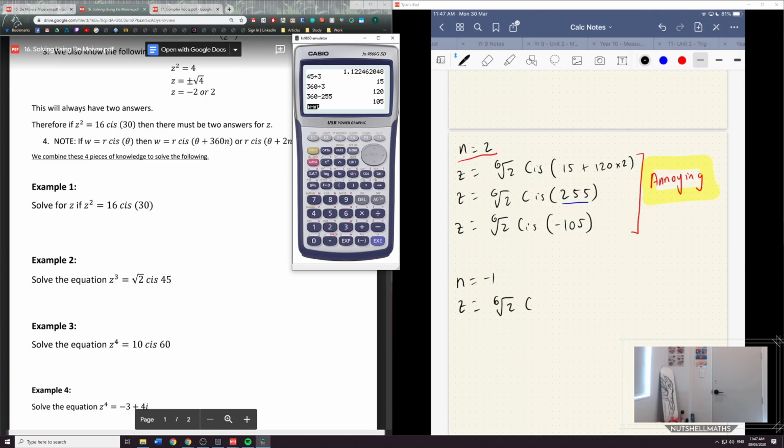6 root 2 cis 15. Oopsies. It'll be minus 120, won't it? Right? 15 minus 120. Oh my goodness gracious. Minus 105. You see that there?